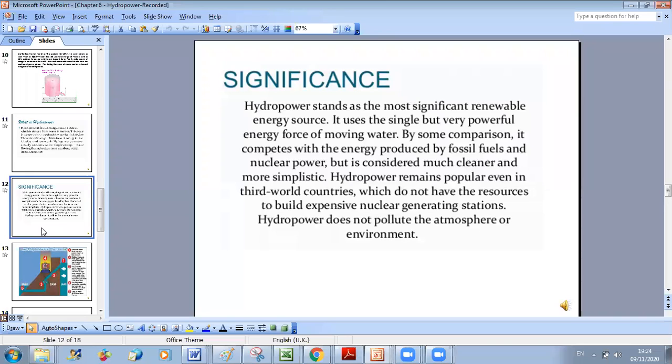By some comparison, it competes with the energy produced by fossil fuels and nuclear power, but is considered much cleaner and more simple. Hydropower remains popular even in third world countries which do not have the resources to build expensive nuclear generating stations. So hydropower does not pollute the atmosphere or environment, and it is a practical way. So even for countries under development, it can be used.